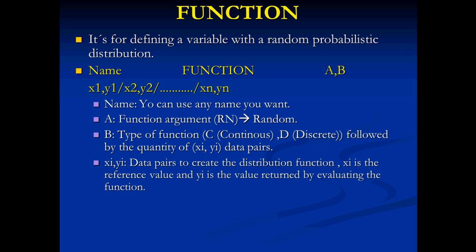In the function command, we need a name of a function. Then we must indicate that it is a function and it has two parameters. The first parameter is the function argument. It's always going to be Rn, and it stands for random. The B parameter is the type of the function. It's going to be C for continuous, D for discrete, and then it's going to be followed by data pairs. These data pairs represent the behavior of the function.